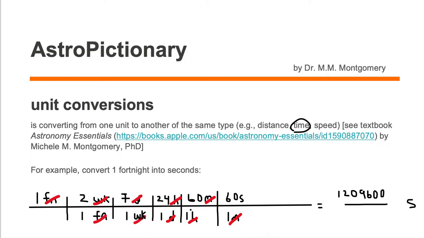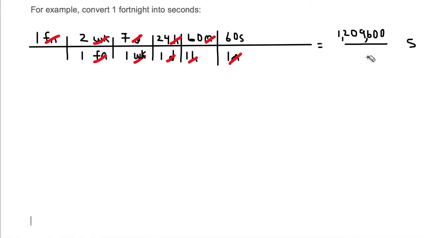Now I do the same with my denominator. I've got a 1 times a 1 times a 1 times a 1 times a 1, which is just a 1. 1,209,600 divided by 1 is just 1,209,600. So let's just get rid of the 1, and that becomes my answer.